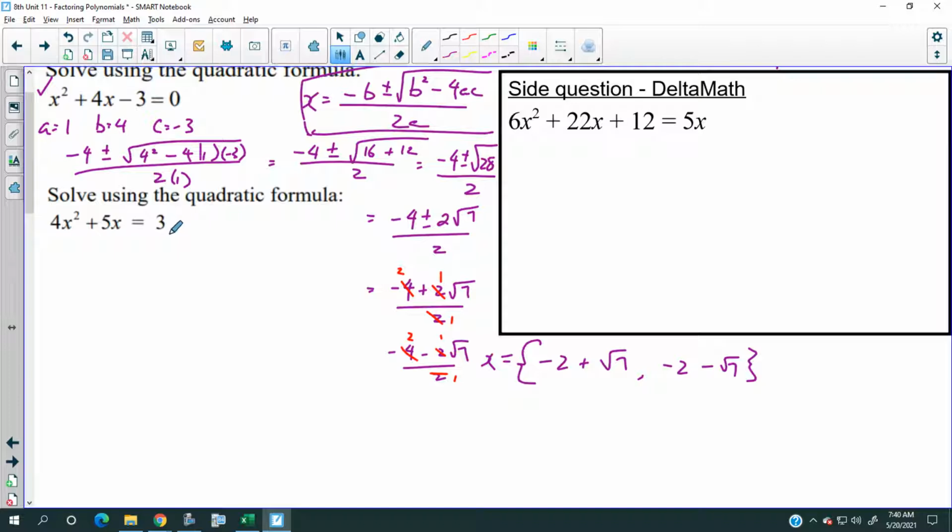All right, here we go. So now for this one, this is kind of like the Delta Math question, actually. So maybe we could do it side by side, okay?